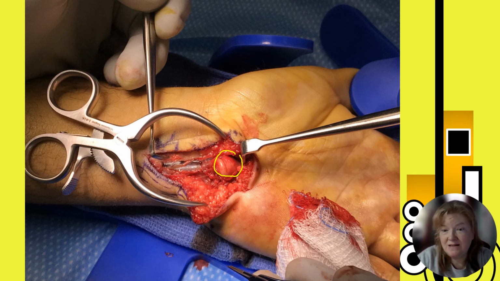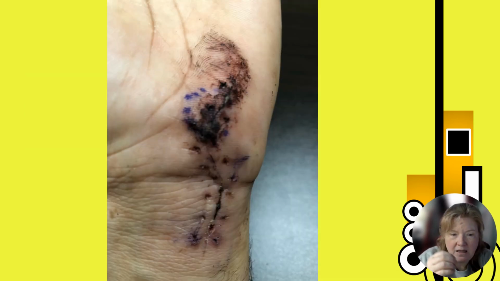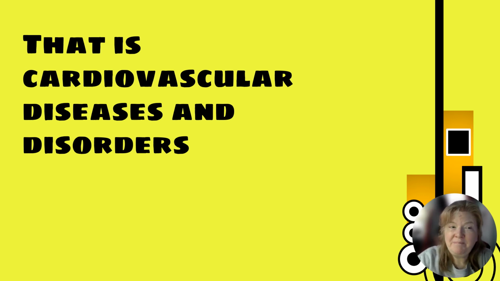Now, the danger of this is if it gets too wide, it can literally burst, and you're bleeding internally. That's hemorrhaging. Here you can see they're getting ready to remove this bulge, this aneurysm, okay, in the blood vessel. And here is what the incision looked like afterward. And there you have it, cardiovascular diseases and disorders. I hope you learned something new.